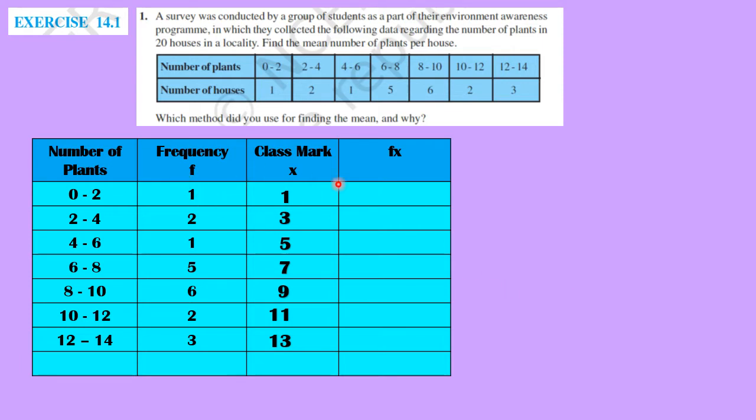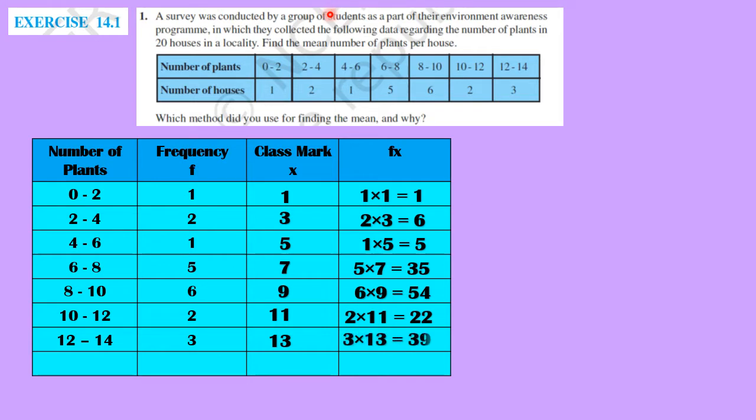Next we have to find fx, frequency into class mark. So 1 into 1, 1; 2 into 3, 6; 1 into 5, 5; 5 into 7, 35; 6 into 9, 54; 2 into 11, 22; 3 into 13, 39. Next we need to find sigma f, that means the total of the frequency, which is equal to 20, already given here, 20 houses. And sigma fx, total of fx, which is equal to 162.